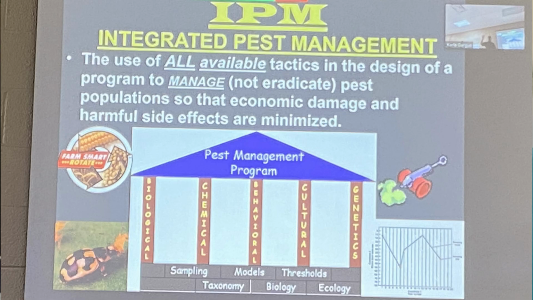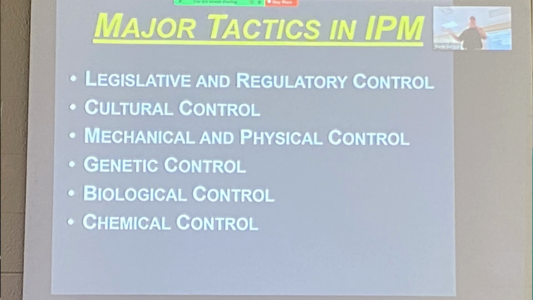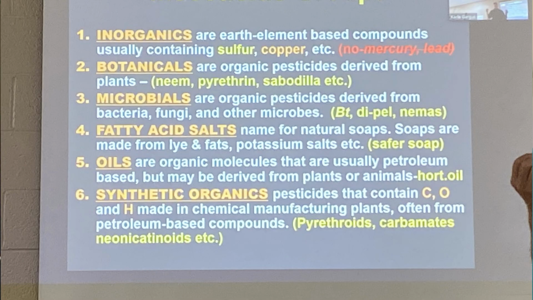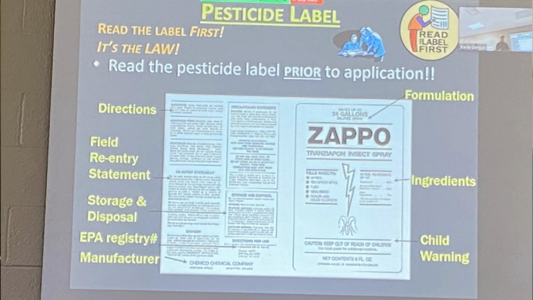Integrated pest management: the use of all available tactics in the design of a program to manage pests. Major tactics in IPM: legislative and regulatory control, cultural control, mechanical and physical control, genetic control, biological control, and chemical control. Insecticide groups: inorganics, botanicals, microbials, fatty acids and salts, oils, and synthetic organics. Read the pesticide label.